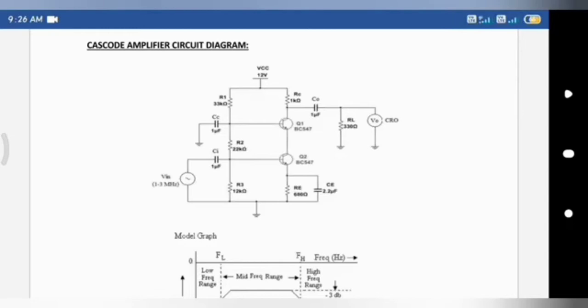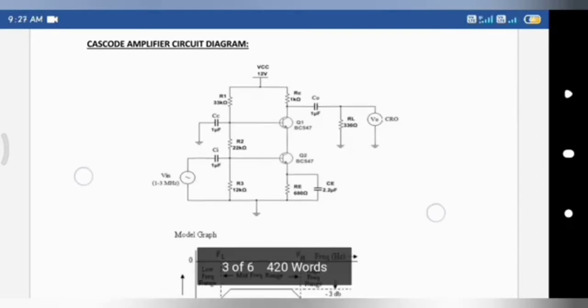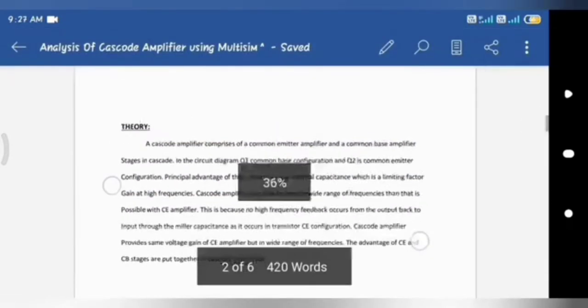And here the collector current from the common emitter amplifier goes towards the emitter of the common base amplifier. The gain of the common base amplifier does not affect the gain of the common emitter amplifier. So the gain of the cascade amplifier is similar to the common emitter amplifier. We are going to see this experiment in the simulation.